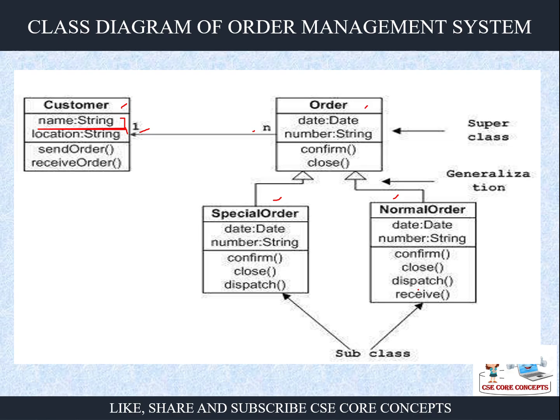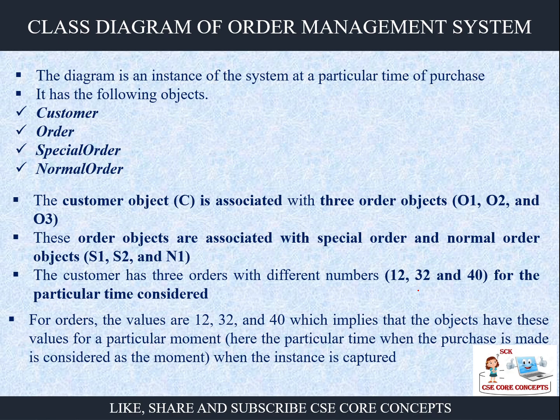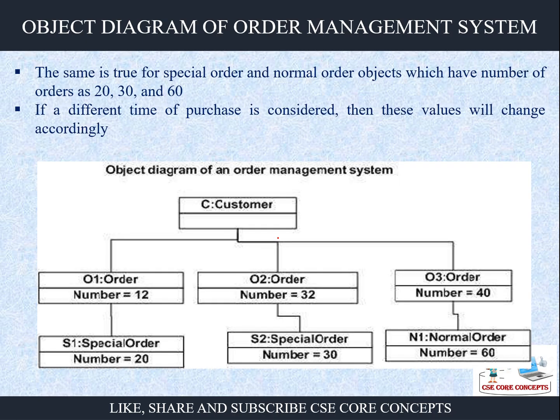Now if I want to draw an object diagram derived from this class diagram, this is just the explanation of what I told you: I have the following objects: customer, order, special order and normal order. Now, if I want to show the object diagram, what am I showing? I have the customer. This customer is associated with orders. Now I will show some instances of the order. This is an object diagram. Instances of the order means, let's say, O1, O2, O3. These are three instances of the order class. Now, the order number is 12, order number is 32, order number is 40.